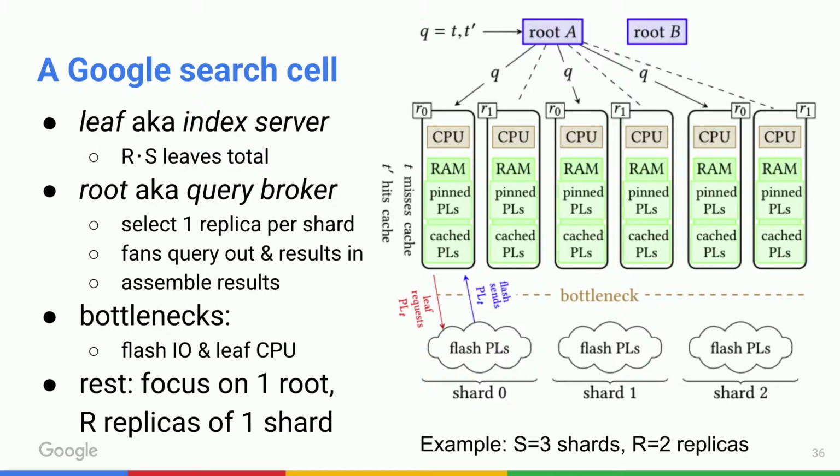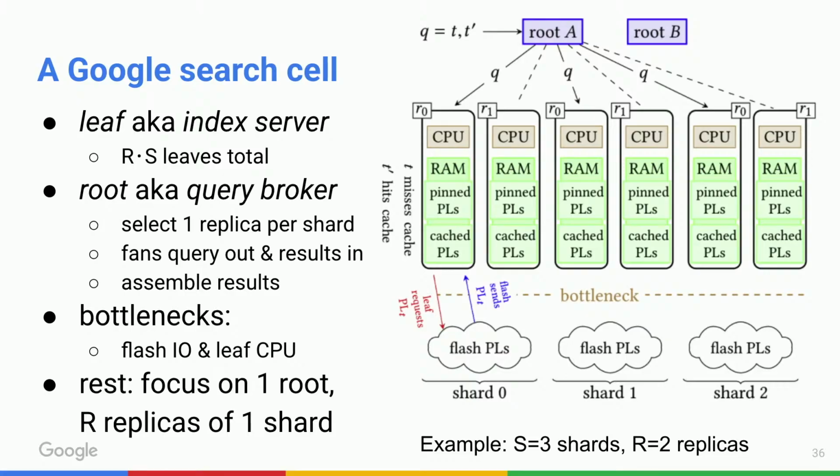So here you have the roots. At the top of this system, queries are coming in. They've already been through query rewrites, and all these guys are doing is farming out the queries to each of the shards. In this picture I've got 3 shards, although in practice it's many, many more. Each of these shards is replicated. Here we have 2 replicas, although in practice it's more.